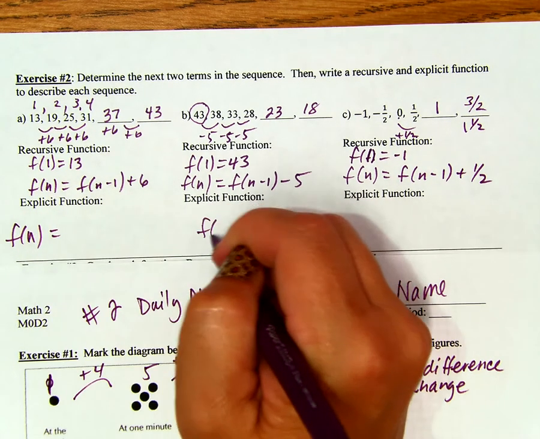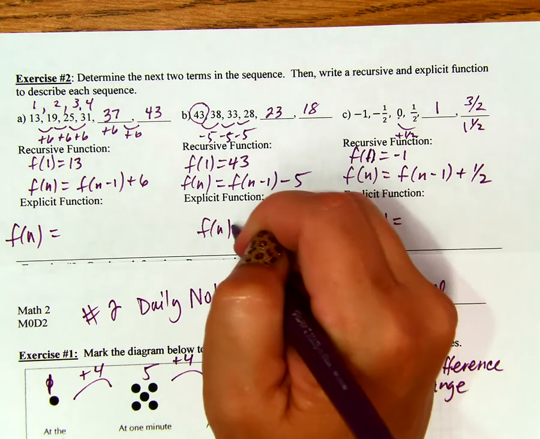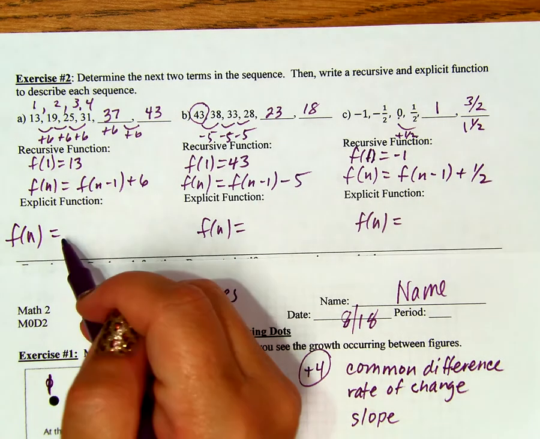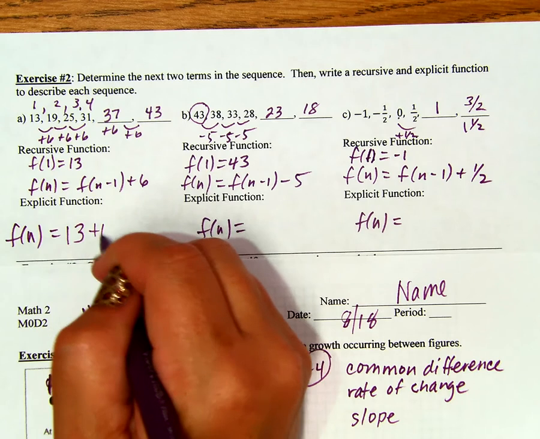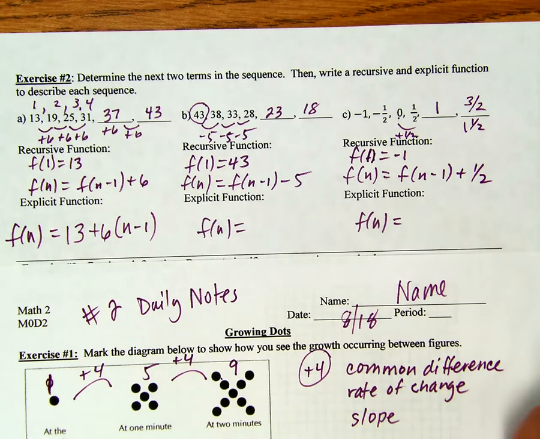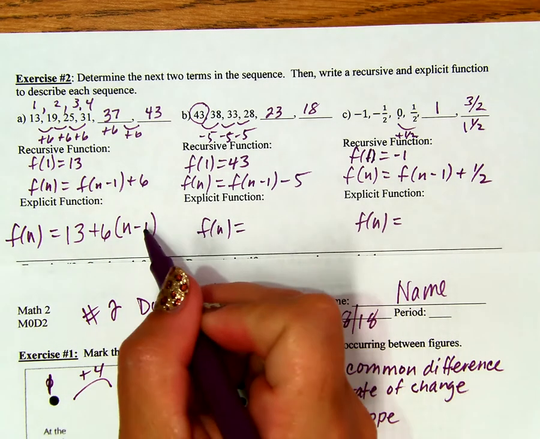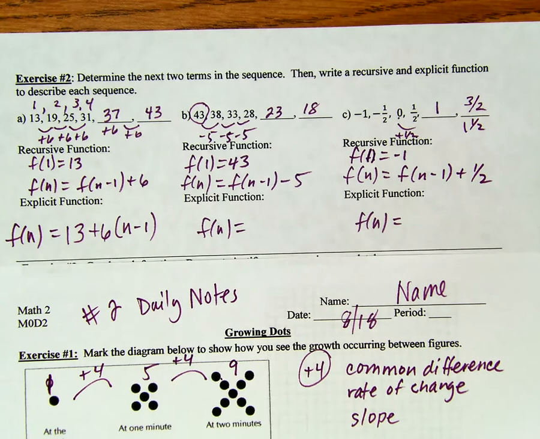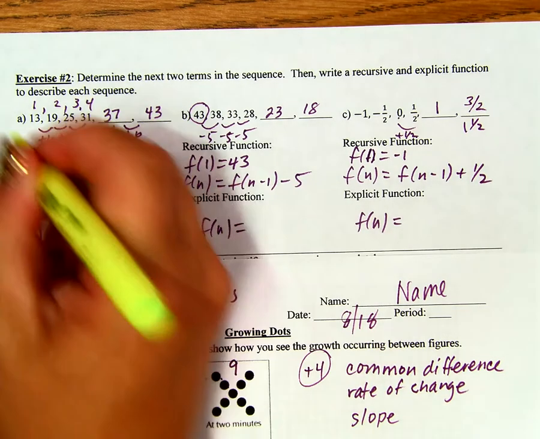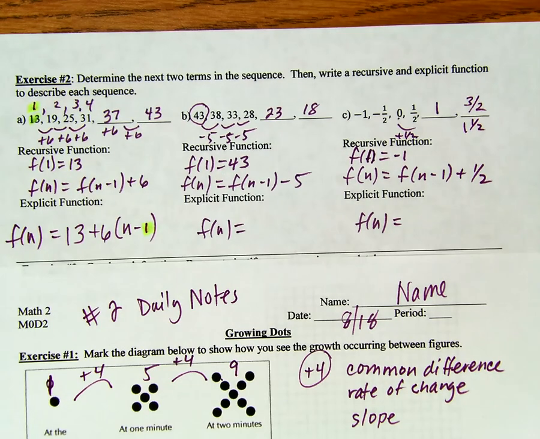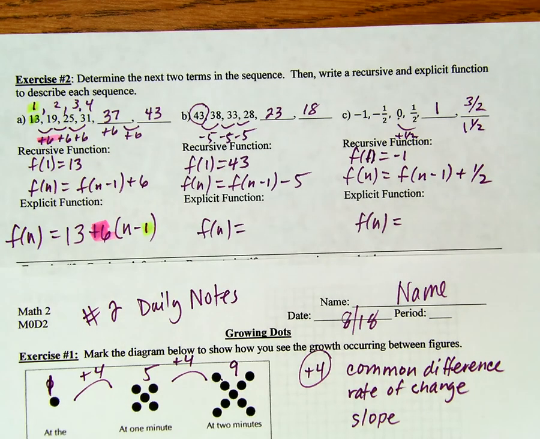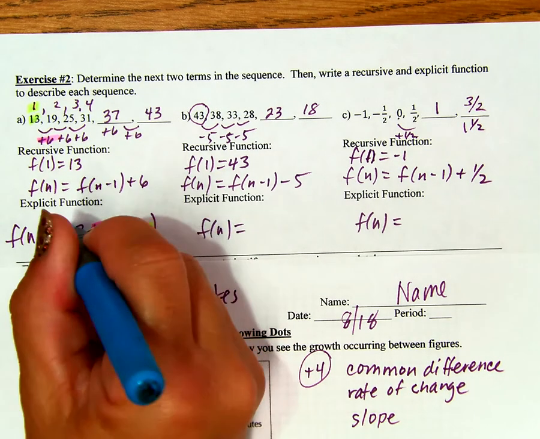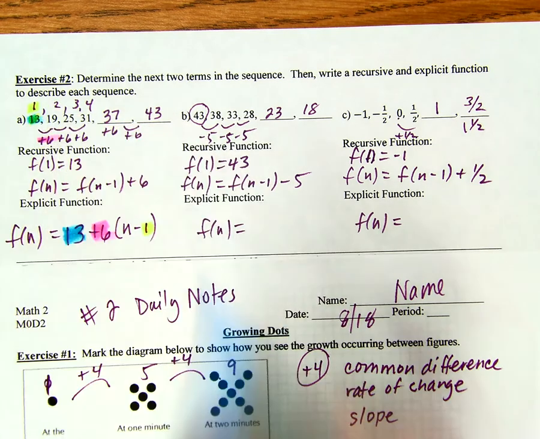Well, they all start with the same function name as that recursive. They're all going to be f of n equals in this case. But this time, we have a form that begins with what? Adding what? Every time to the what? Just kidding, n minus 1. Where does this 1 come from? It's because this is the time 1 function, right? Where does this come from? This plus 6 is because we're adding 6 for our common difference every time. And finally, where does this 13 come from? It's because we began with 13 up there.